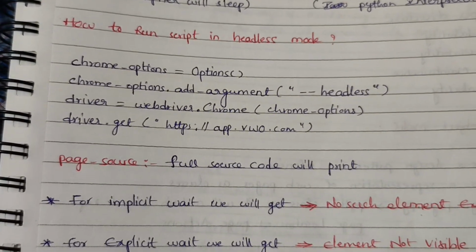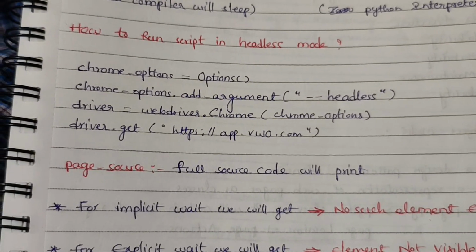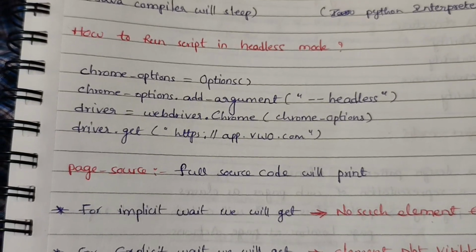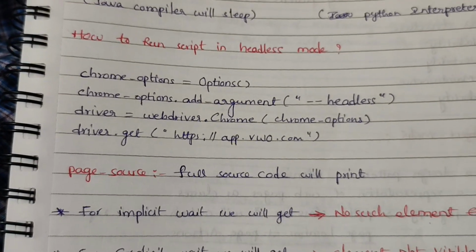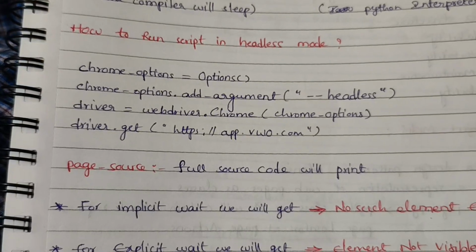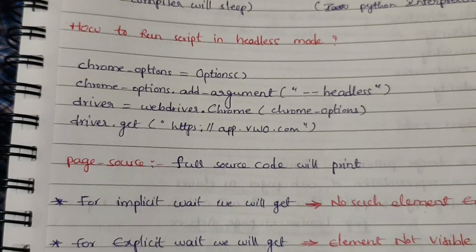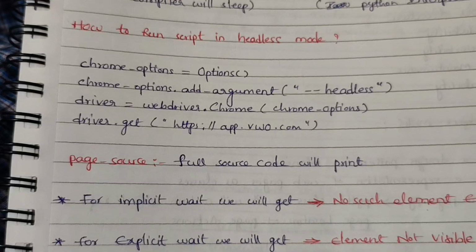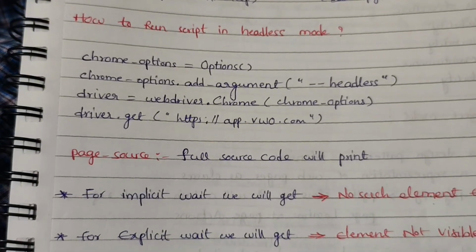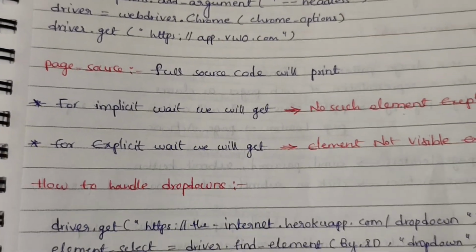If you want to run the script in headless mode, then options is mandatory. So we have to save in one variable like chrome_options. Then chrome_options.add_argument in the double quotes "--headless" we have to mention. Then driver equal to webdriver.Chrome, this chrome_options we have to pass. Then driver.get. Okay, next, page source.